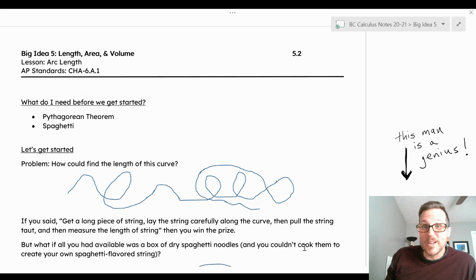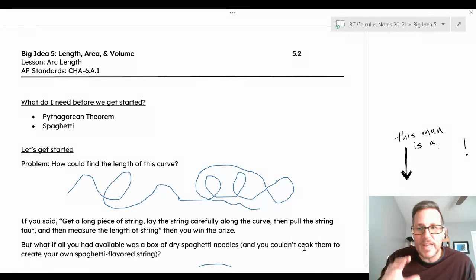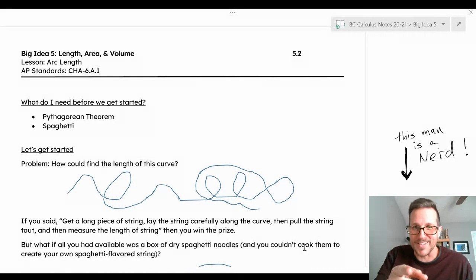All right, so we're gonna talk today about using a definite integral to calculate the length of a curve. That's gonna be a little bit weird, but we're gonna get started anyway. What do you need to know before you get started? Number one, you need to know the Pythagorean theorem. The second thing you need is spaghetti. I'll tell you why in a second.